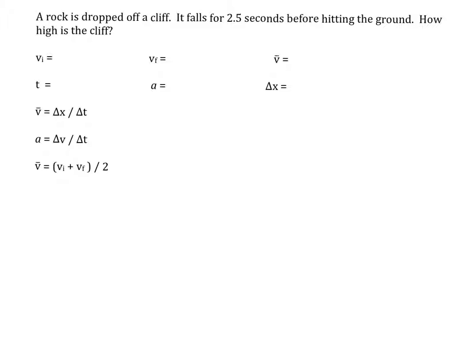So the first equation is that the average velocity is equal to the change in position over the change in time. That should make sense: how far you travel over how much time gives you your average velocity. That's something that we should hopefully be able to wrap our heads around. Next is acceleration. Acceleration is just how much the velocity changes over how much time it takes.